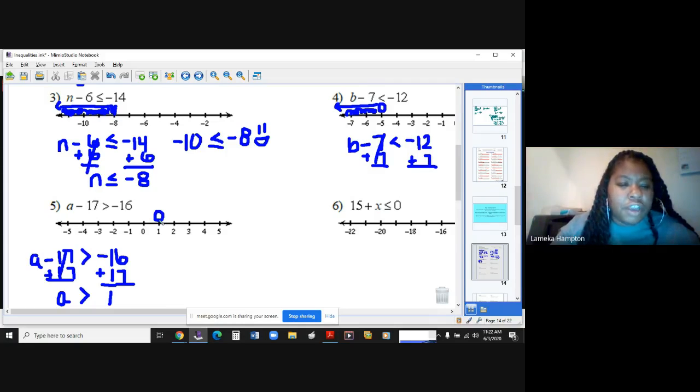Okay. So remember, our open circle, whenever you have just a regular less than or greater than sign with no line at the bottom, is going to be an open circle. The closed circle is when you have the line under the inequality sign. So pick a number, Robert, off this number line. Any number.